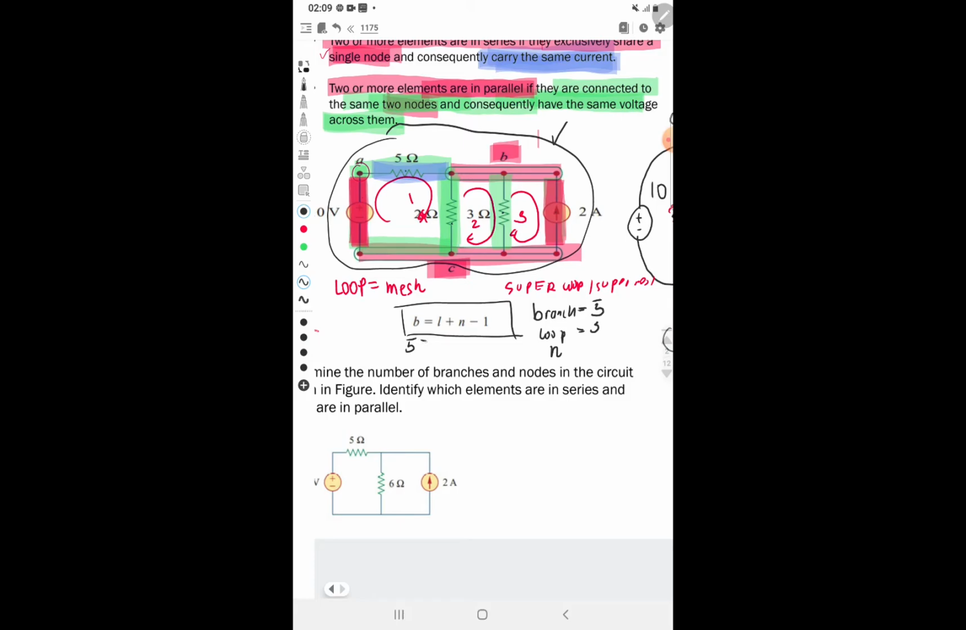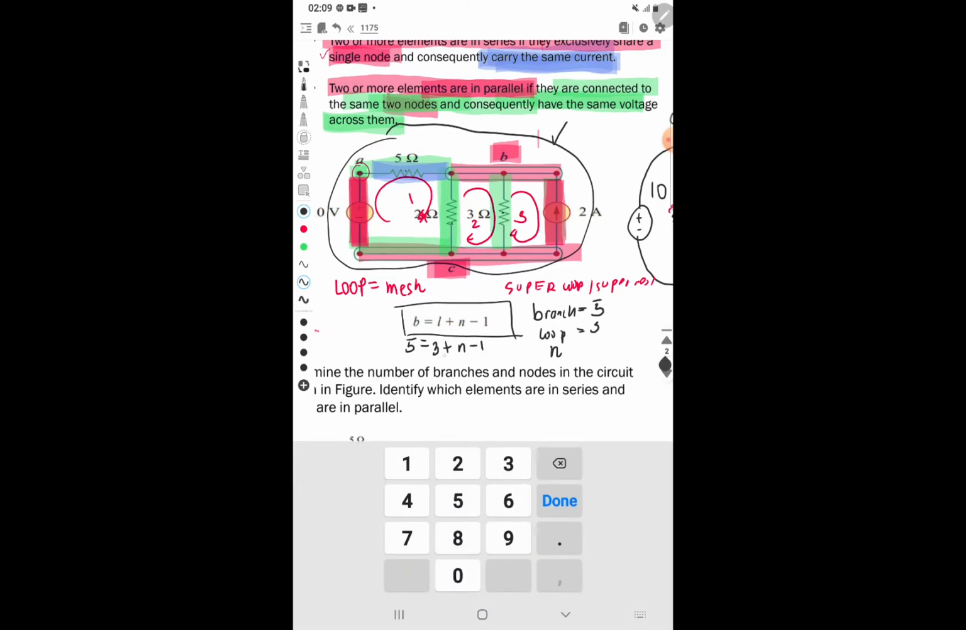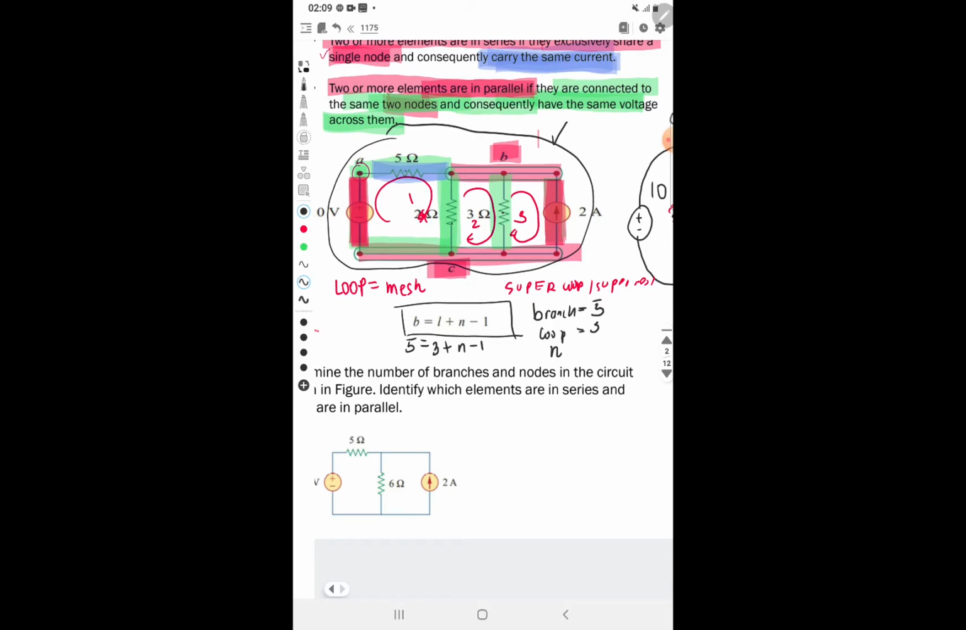So we have 5 equals L, which is equal to 3 plus N minus 1. So we have 5 minus 3. Okay, so 5 minus 3 is 2 plus 1 is equal to 3. Okay, so N is equal to 3. So bilangin natin yung tatlo. We have A, B, C. Okay, so tatlo yung nodes natin. Take note na yung node, yung interconnection ng bawat element. Okay?